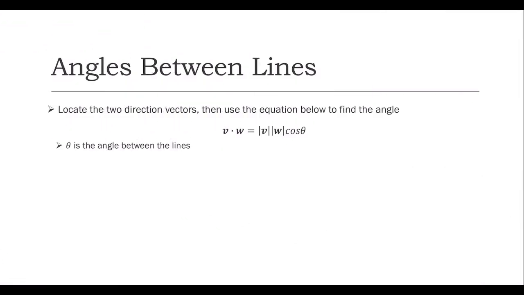Next is finding the angle between lines. To do this, you would locate the two direction vectors in the equations and then use the equation below, so here, to find the angle where theta is the angle between the lines. So it's just like finding the angle between two vectors like we did in a previous video, but this time you just need to find those vectors in the equations before doing that.